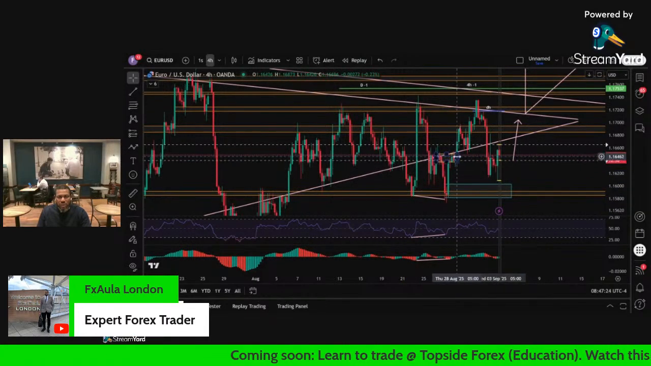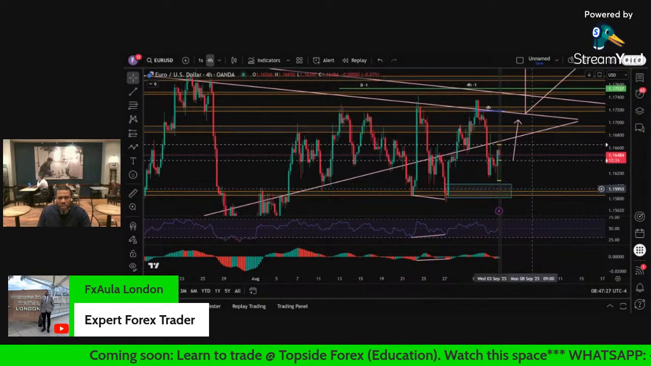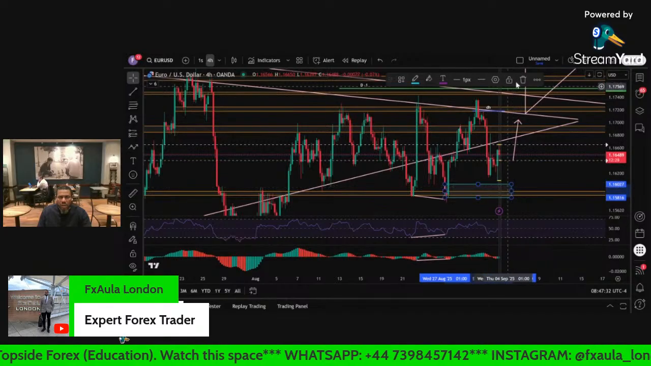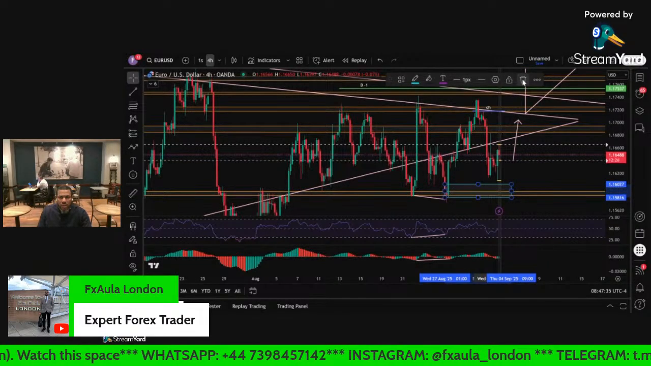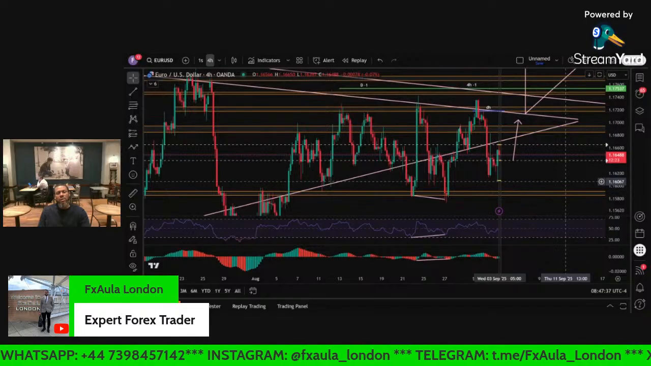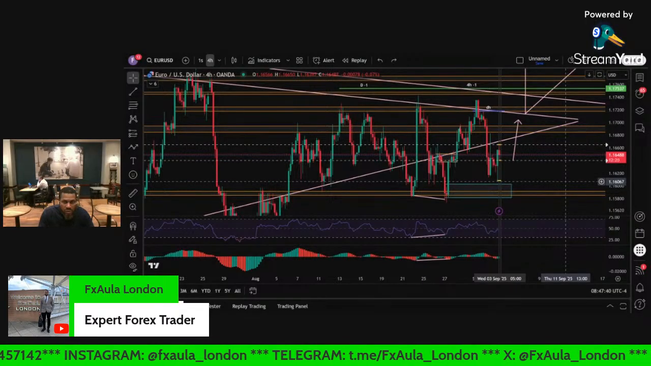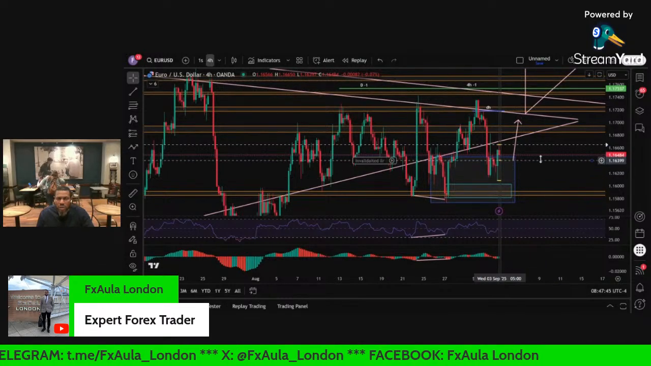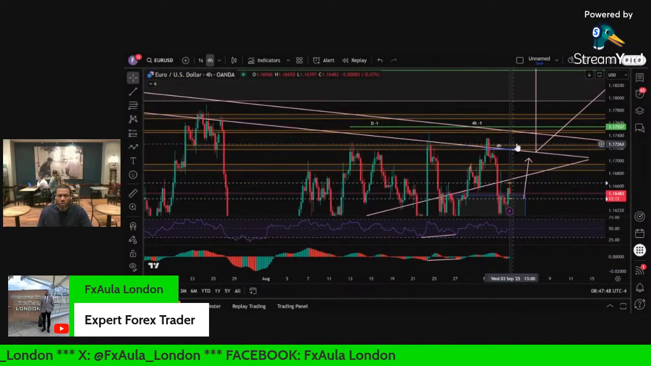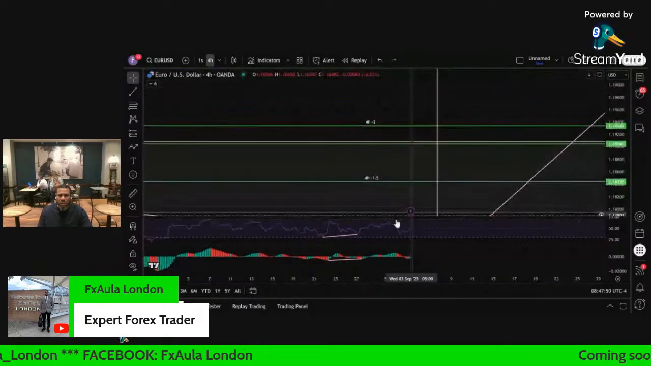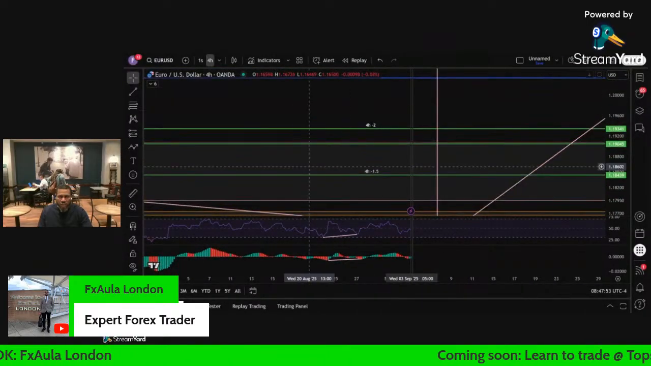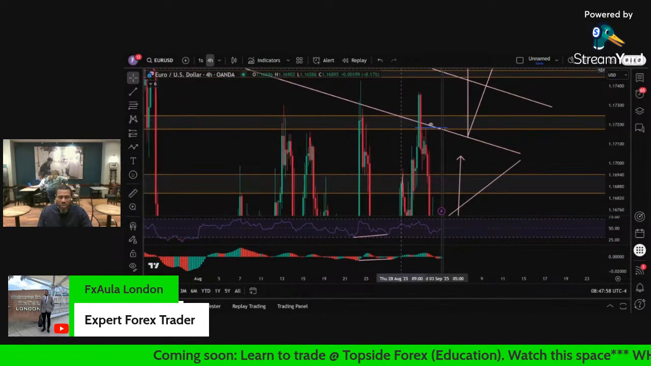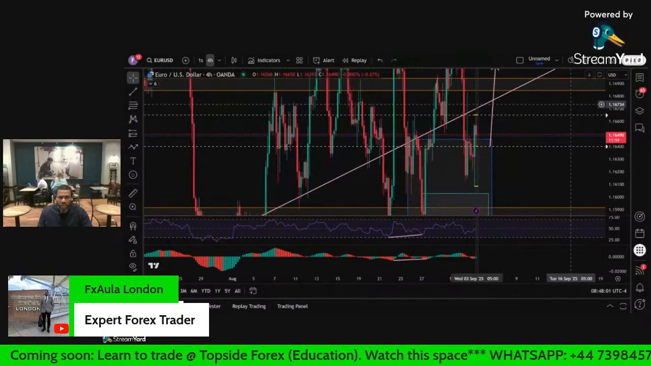I will remove it just to make my chart a bit clearer. Just a minute. Let me look so I can remember what's going on. Okay, so that's what I expect. Following my chart, it's looking very clean.